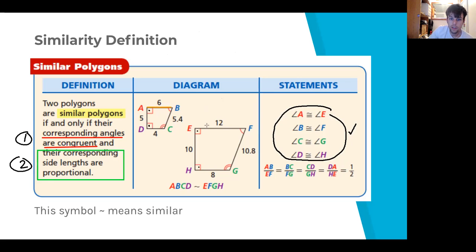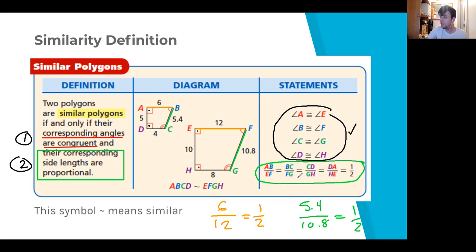If we do 6/12 for that ratio right there, that's 1/2. If we pick another side pair here, 5.4/10.8, those are corresponding sides there. That's also equal to 1/2. So that's going to be true for all the side pairs. You can go ahead and go through the rest of them. 5/10 is 1/2. 4/8 is 1/2. So all of my corresponding sides make an equal ratio. So therefore, these are similar.